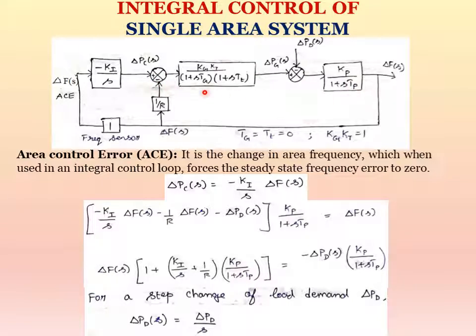When you apply the block diagram reduction, you will be having this minus K by S into del f of s, then your negative with negative minus 1 by R into del f of s, and here we are having our minus del PD of s. So these terms into this Kp term will be equal to your del f of s. Then in this step we are segregating our del f of s to one side, and then when we apply the step change to the load demand del PD, so del PD will be written as del PD divided by S. So substitute your del PD in this place.